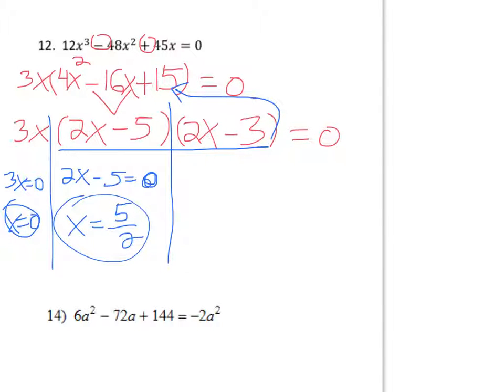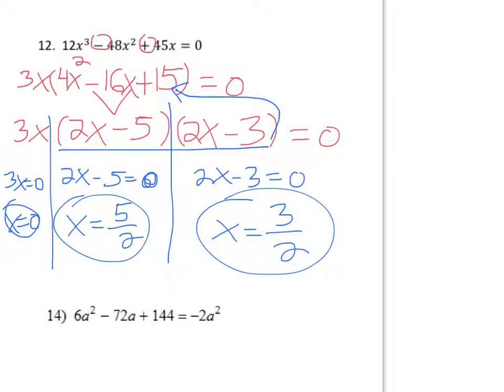And then for the last one, set 2x minus 3 equal to 0. That's going to be two steps. Add 3 and then divide by 2. So x is going to equal 3 halves. So this is one where we ended up with 3 answers, or 3 zeros, or 3 roots.